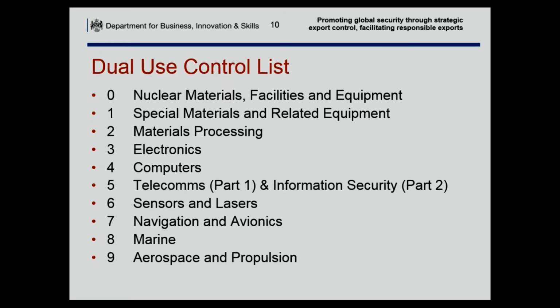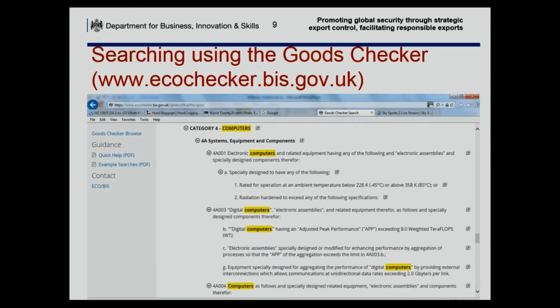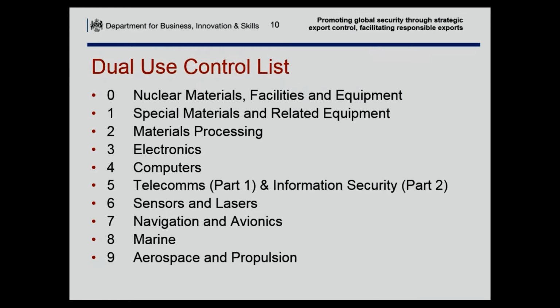5 is split into 2. 5 part 1 is telecoms, so that's advanced telecom switching systems, perhaps optical fibers. 5 part 2 is called information security or encryption, and that's quite key at the moment because normally you would only look in one category to find your items. But if your item has encryption in as well, you would always need to look in category 5 part 2 as well. So it's slightly different to the rest of the entries.